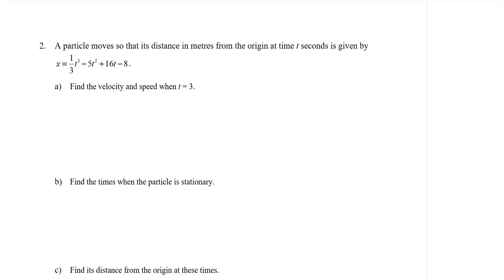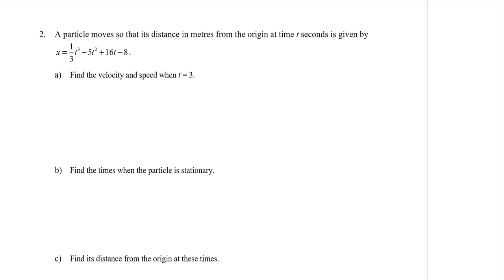Yes, there is a few more. This one's the long one. A particle moves so that its distance in meters from the origin at time t seconds is given by our lovely new equation. Here it is. Find the velocity and speed when t is equal to 3.